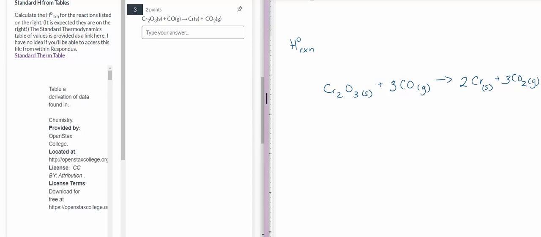So for the delta H of the reaction, what I'm going to do is use the equation that the sum of the H of the products minus the sum of the H of the reactants. This is where we're going to be using our stoichiometric coefficients.